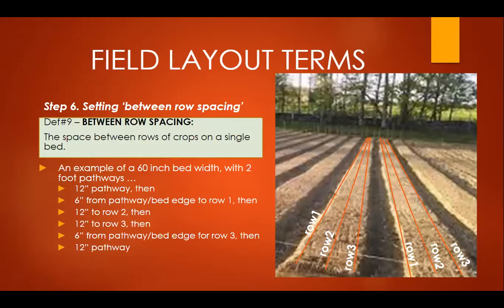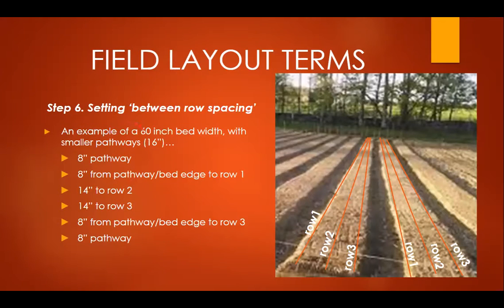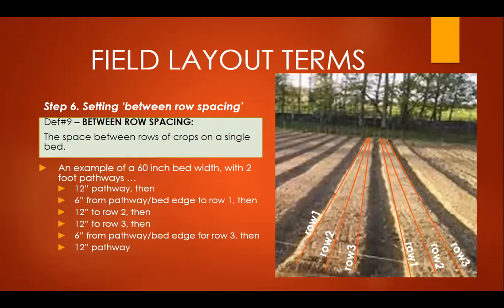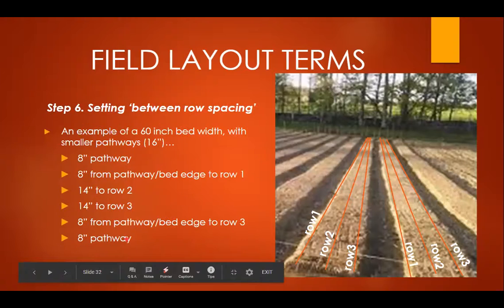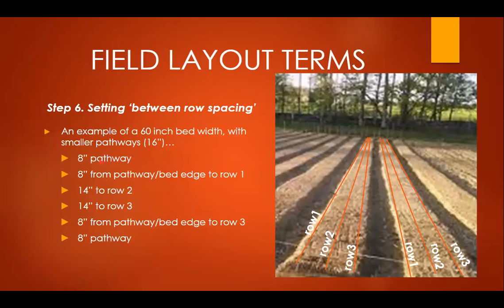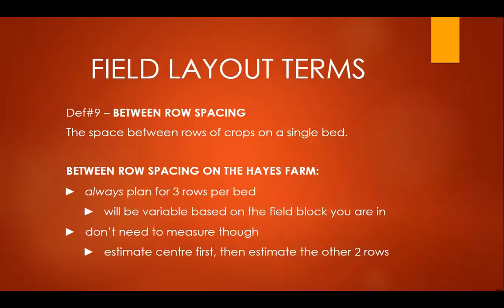Oh, wait a minute, that was an example. That is a typo. This is probably an example with what, a 48-inch? Oh no, wait a minute. So if you want to make a 60-inch bed with 2-foot pathways, here's an example of how you can lay out your between row spacing. If you had a 60-inch bed with smaller pathways of only 16 inches, you can make your beds a little bit wider and your pathways a little bit smaller. And instead of having just 12 inches between rows, you can go up to 14 inches between rows. But that's up to you as the grower to decide on your between row spacing.